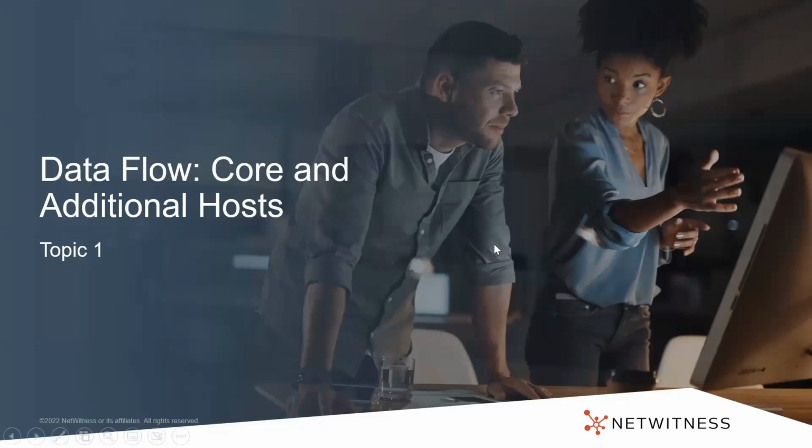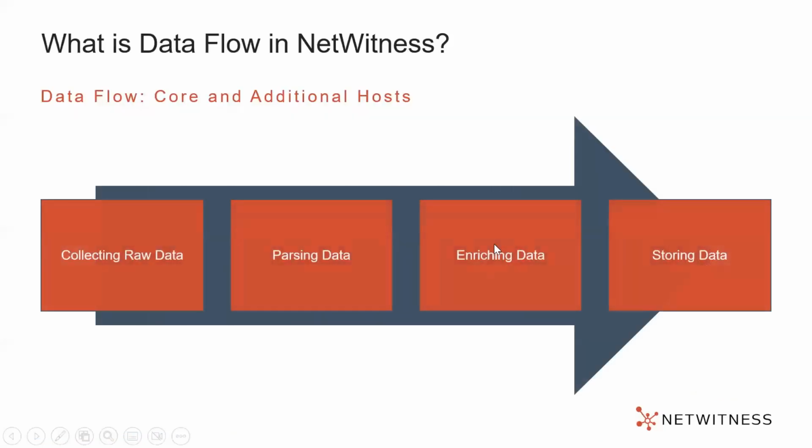What is data flow in NetWitness? So NetWitness collects raw data from your network. It then parses the data, enriches the data, and stores this data in variables known as meta keys. Raw data and meta keys can be stored in several ways, depending on how long you need to retain this data and what you intend to do with it. You can create new data as well as alerts using tools like parsers, feeds, and rules.